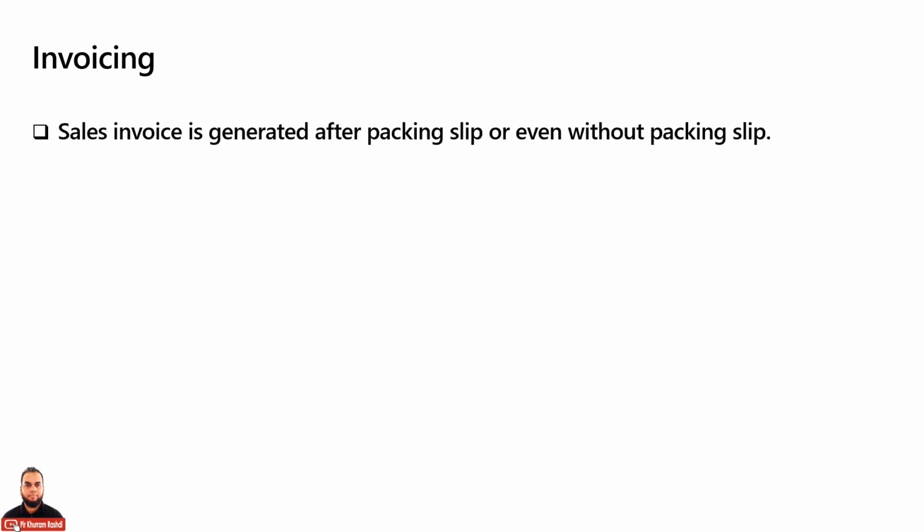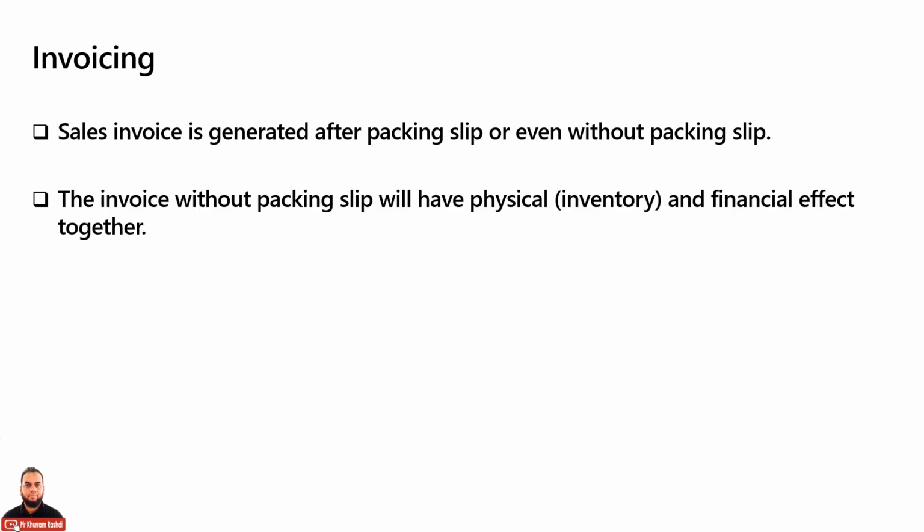Then comes the step of invoicing, and invoicing is a financial document. A sales invoice is generated after a packing slip or even without a packing slip. The packing slip is an optional step, and when you generate a sales invoice without a packing slip, the invoice will be reflected as a physical as well as a financial document. It means when you post an invoice, the physical inventory will also get reduced because it is now issued as part of the invoice.